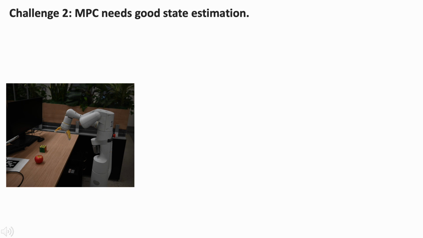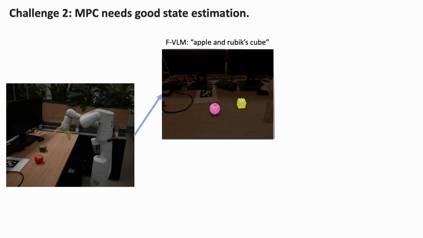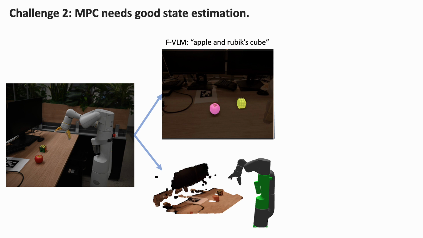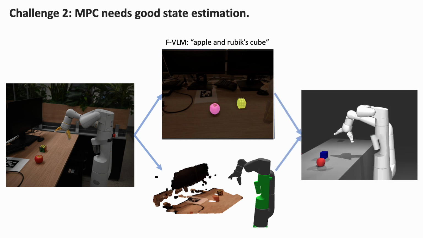Second, to enable effective replanning in MJPC, we need good state estimation of the target objects. To achieve this, we take the robot camera image, apply open vocabulary object detection to identify the object pixels, and combine those object pixels with depth sensing to extract the estimated poses of the target objects in the scene.